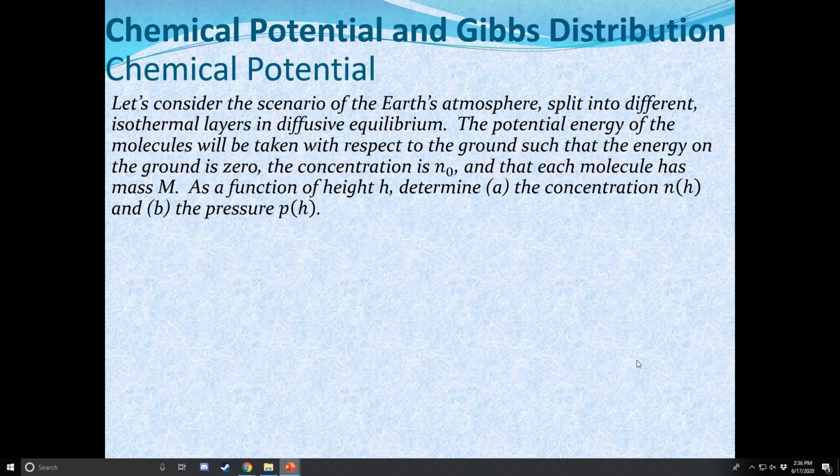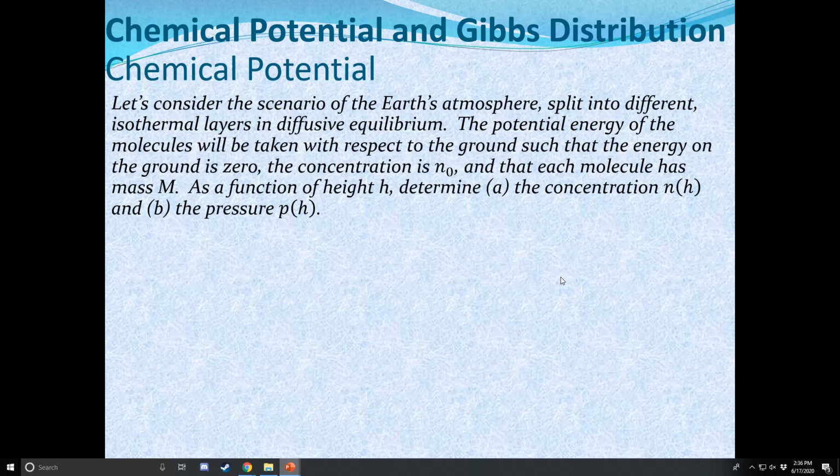All right, so here we're talking about the Earth's atmosphere. It's got different isothermal layers, meaning their temperatures are the same, and they're in diffusive equilibrium. They tell us that the potential energy is based off of the ground, where the ground is going to be zero. So right off the bat, we already know what the external energy should be. It should be some sort of gravitational potential energy. It even says as a function of height, which always in my mind leads towards the idea of gravitational potential. So they want us to figure out the concentration as a function of height and the pressure as a function of height.